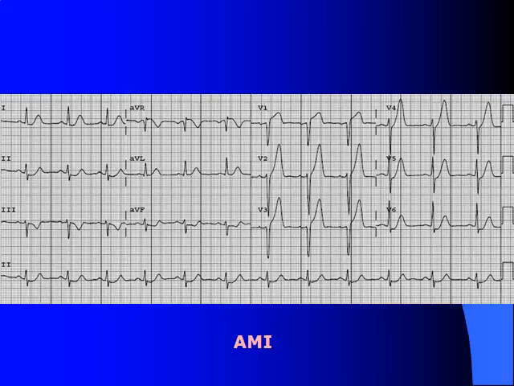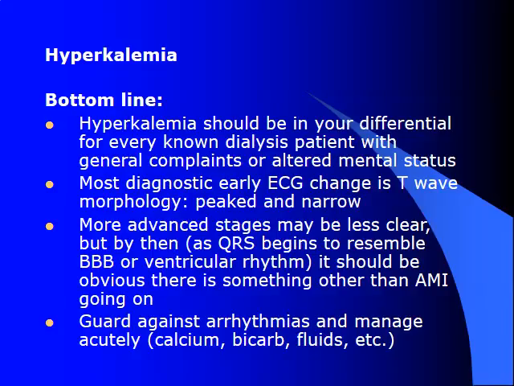We see that we do have ST depression here, and we should not see any reciprocal changes if hyperkalemia is the cause of our arrhythmia. So the bottom line on hyperkalemia, we should have it in our differential diagnosis for any dialysis patient with general malaise complaints or altered mental status. The most diagnostic ECG change is going to be a peaked and narrow T wave. More advanced changes become less clear. The QRS begins to resemble a bundle branch block or ventricular rhythm. It should be obvious that there's something going on other than an AMI.